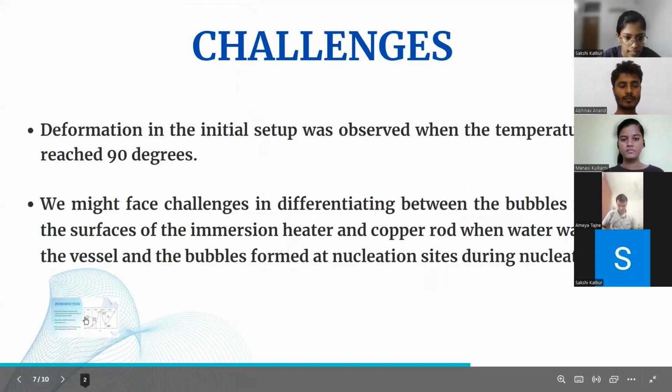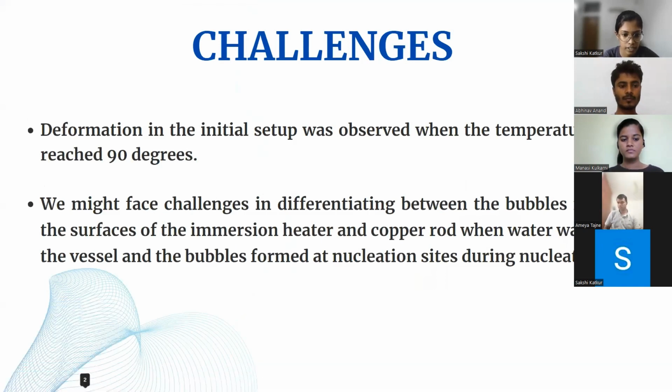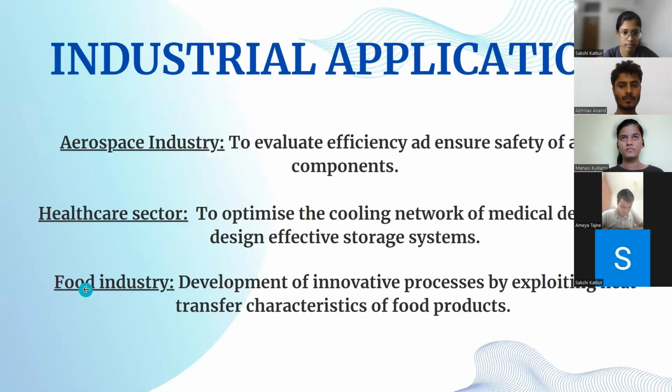So here are the challenges which we faced during the setup process. We used acrylic material to make the box, whose melting point is around 160 degrees Celsius, but the deformation in the box started at around 90 degrees Celsius. When the water is added into the setup containing the immersion heater and the copper rod, we observed bubble formation. So the challenge here is to differentiate between these bubbles and the bubbles formed after nucleate boiling.